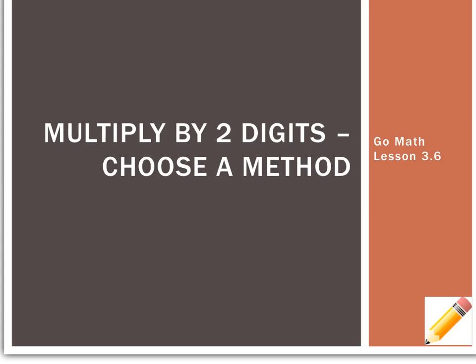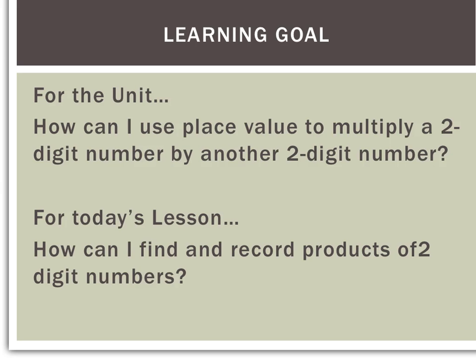Today we're going to multiply by 2 digits. You're going to be able to choose the method that works best for you. Our learning goal for today's lesson is how I can find and record the products of 2-digit numbers. It fits into our unit goal of how can I use place value to multiply a 2-digit number by a 2-digit number, by giving us alternate strategies to use with place value.